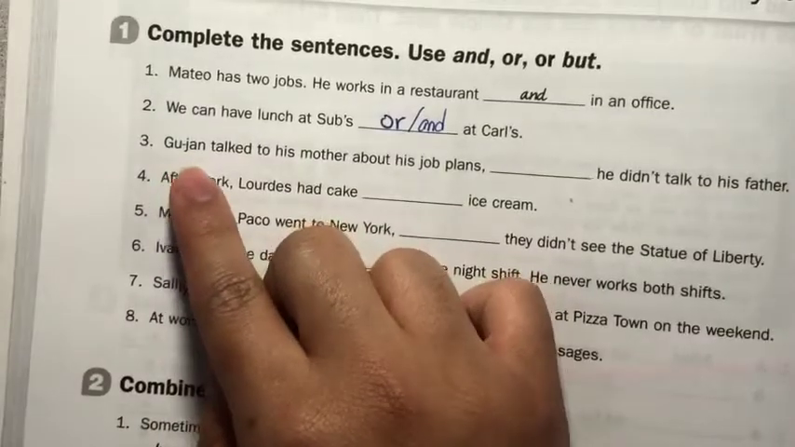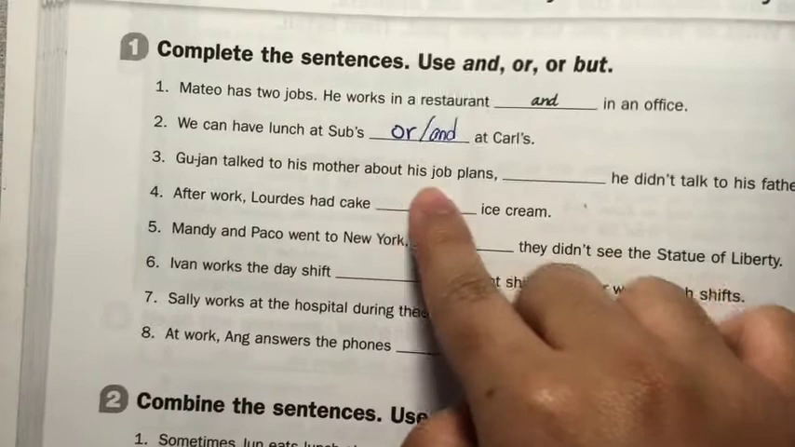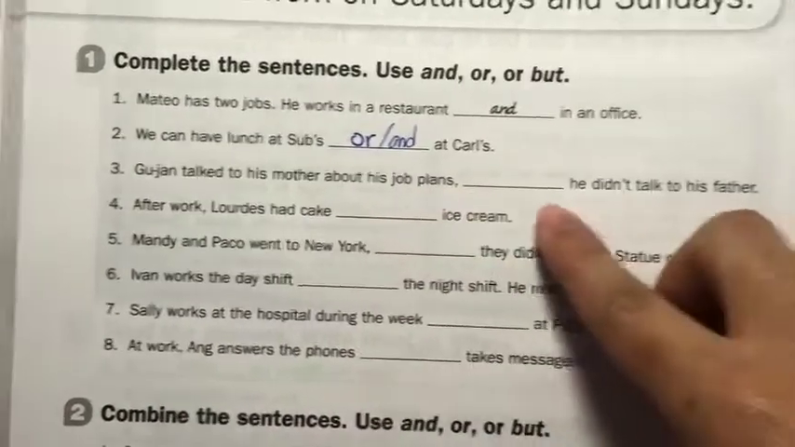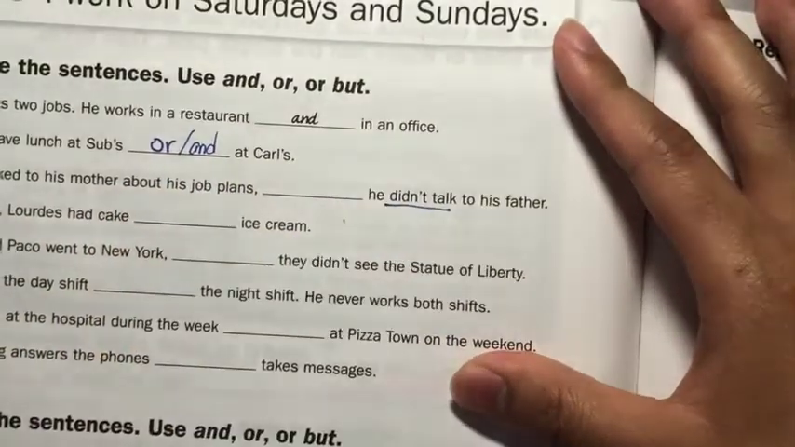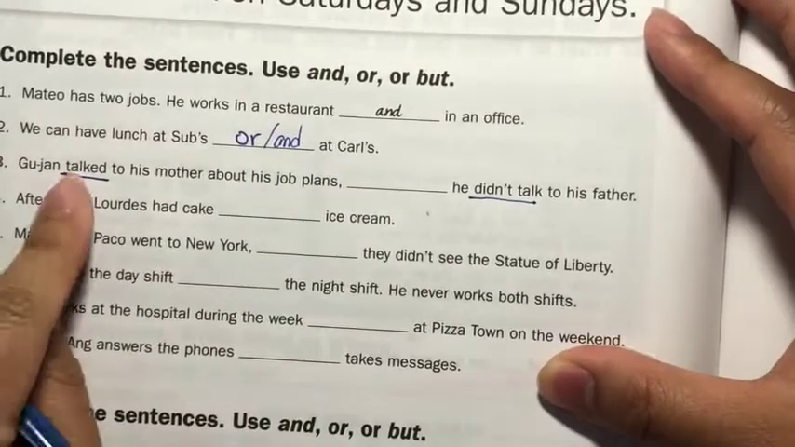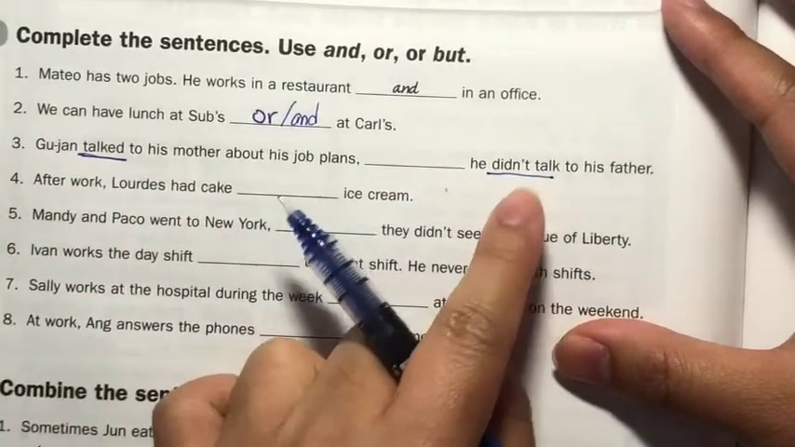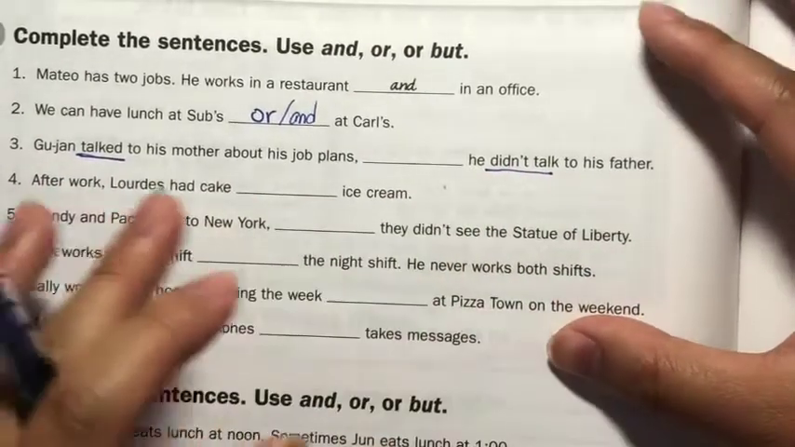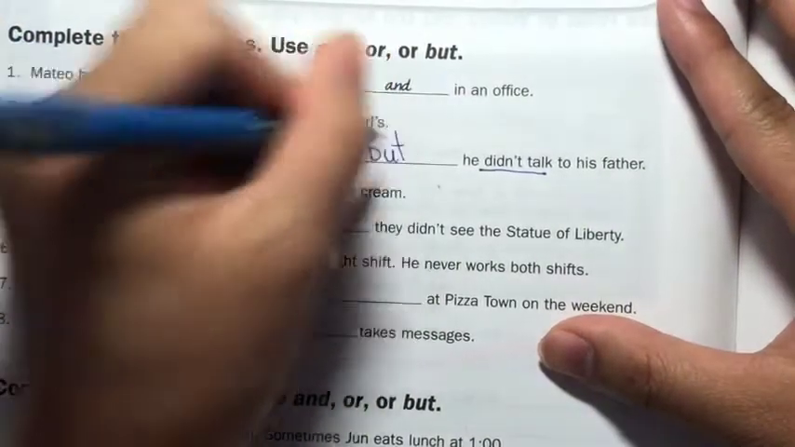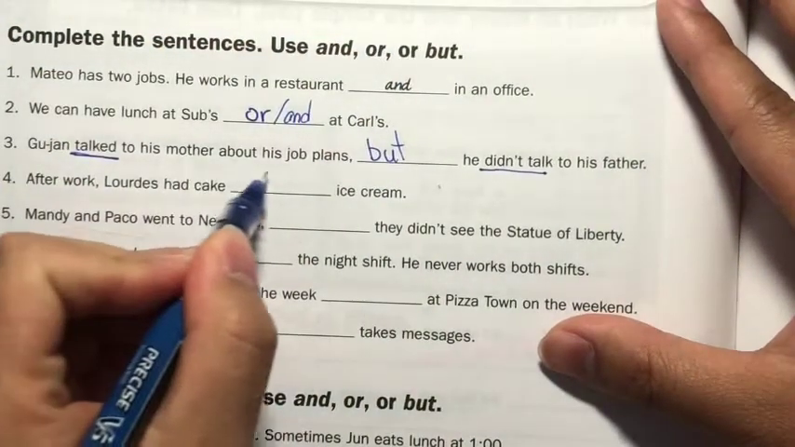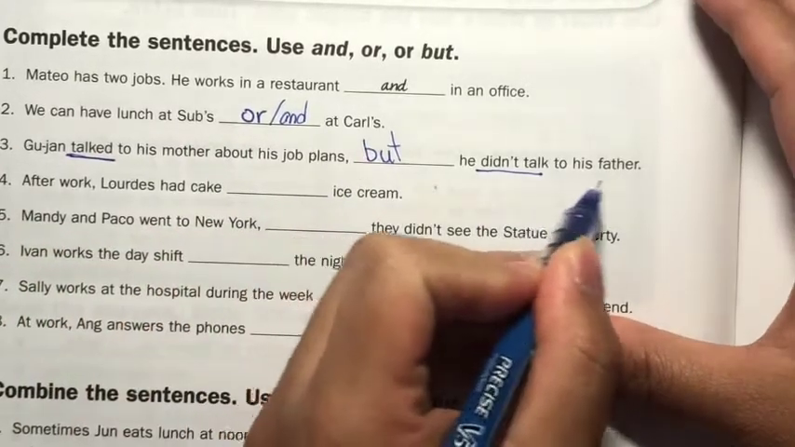3. Nguyen talked to his mother about his job plans. Blank, he didn't talk to his father. Okay, so here we have he didn't talk. And here we have talked. So yes, he talked to his mother. No, he didn't talk to his father. Because this is yes and no, we're going to use the word but. Nguyen talked to his mother about his job plans, but he didn't talk to his father.